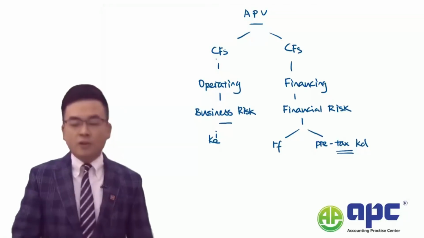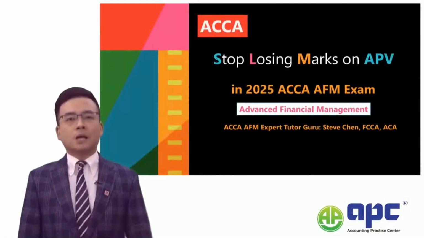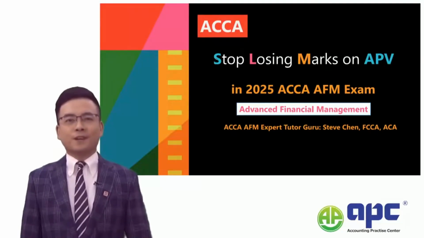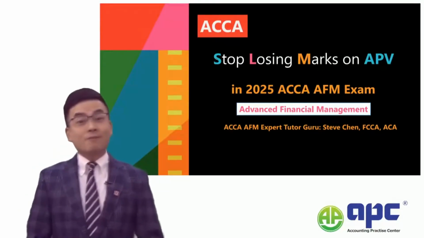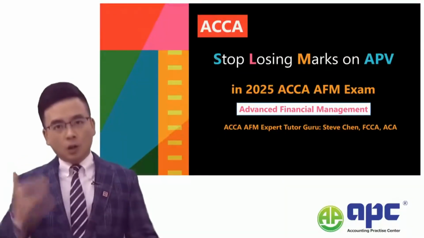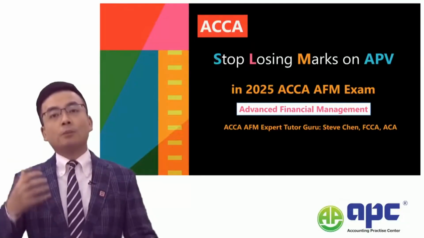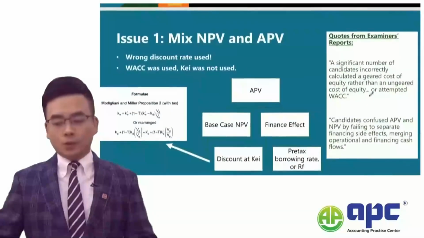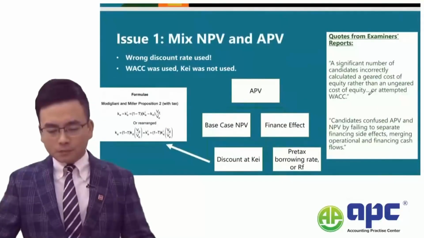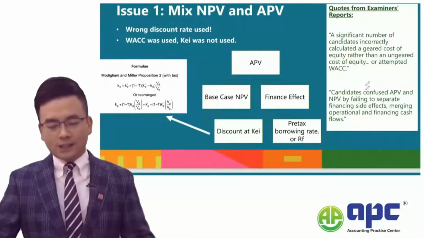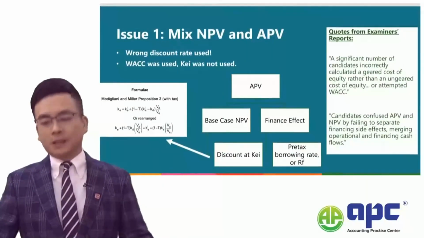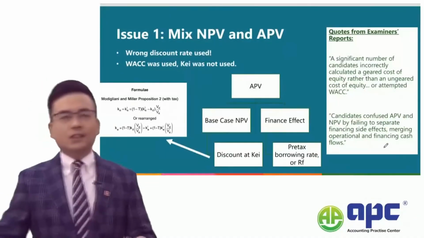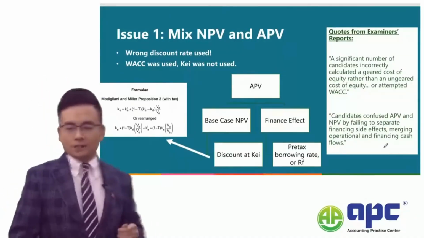Now, after reviewing the basic idea about the APV, it seems to be very straightforward. What do you think? Well, in fact, a lot of students performed poorly in this type of question in the actual exam. Now, there are 4 issues highlighted by the ACCA examining team for the AFM related to APV. Let's see the quote on the right-hand side.